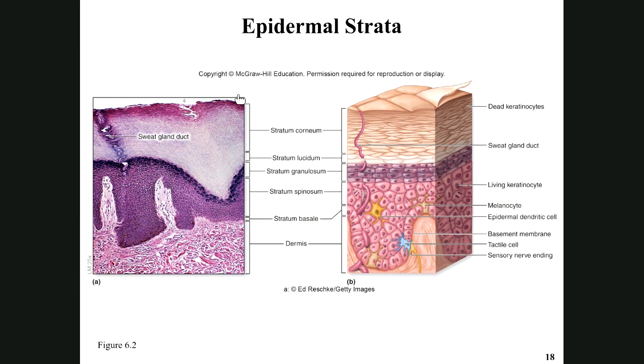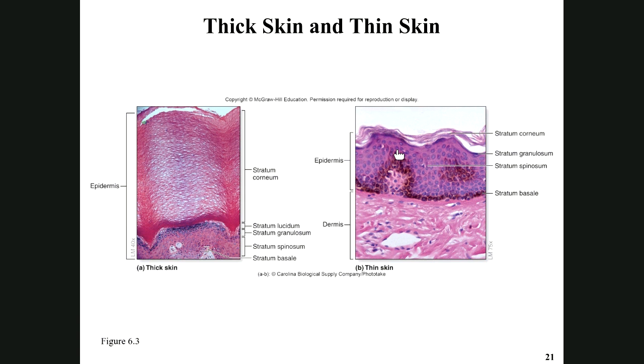It lacks the stratum lucidum. We don't have a stratum lucidum. We have sweat glands, sebaceous glands, and hair follicles. And the thickness of this skin is 0.075 to 0.15 millimeter. And in this picture, you can see the differences between thick skin and thin skin.